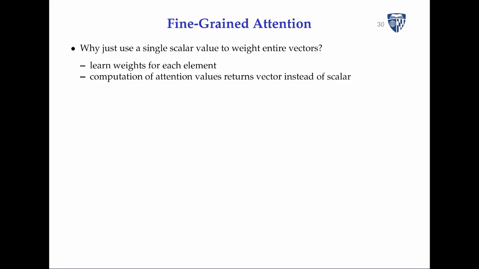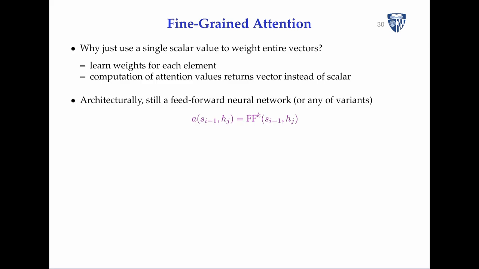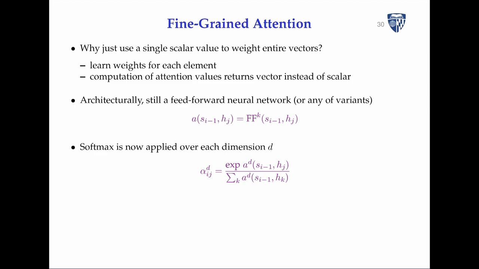We can even push this further by having fine-grained attention. So why just have a singular value to weight entire vectors? Why not say, well, a certain attention needs to be paid to the first element of a vector, and a different kind of attention needs to be paid to the second element of the vector, and so on. So this idea was also proposed. We still compute attention with a feed-forward neural network or any other variants that we encountered, but then we apply the softmax over each dimension of the vector. So the output of the calculation here is now not a scalar value for this iteration, but a vector, and then we can normalize this vector.